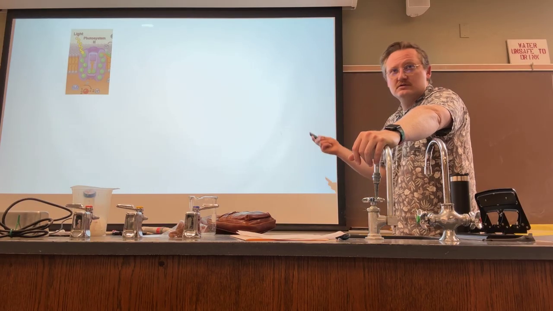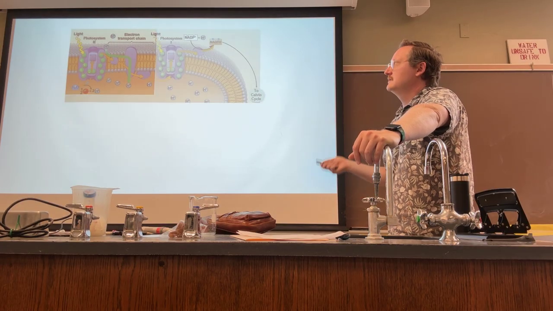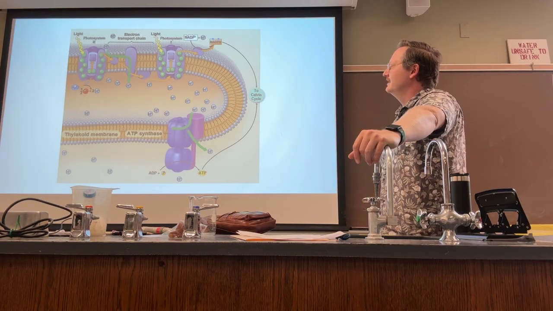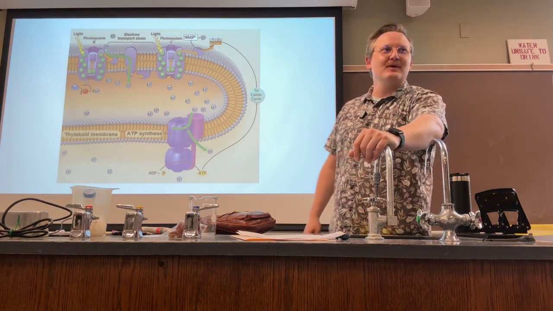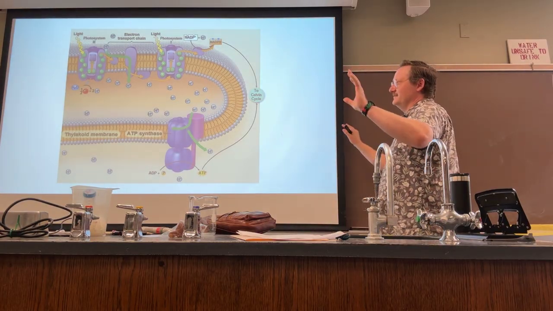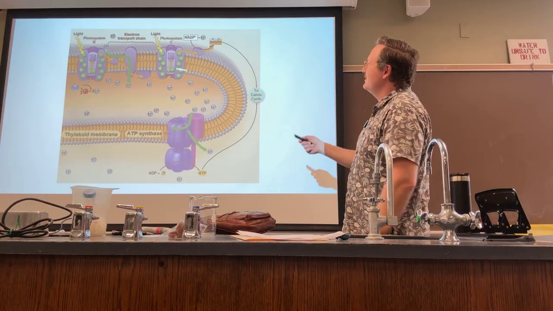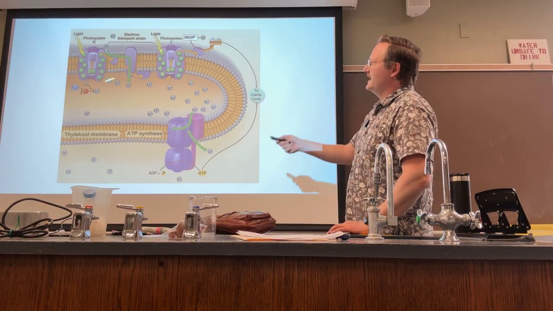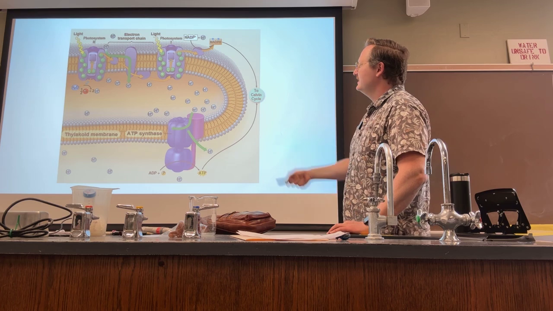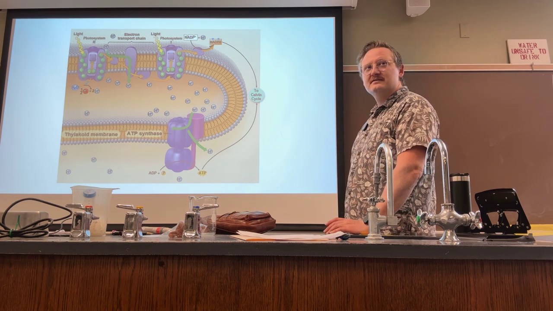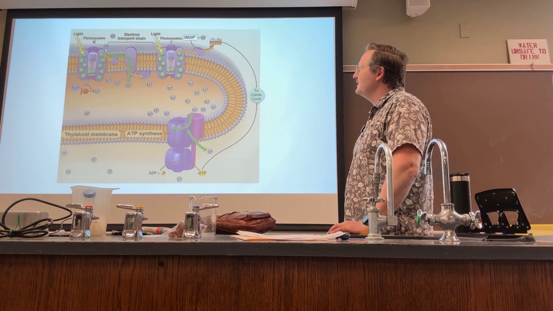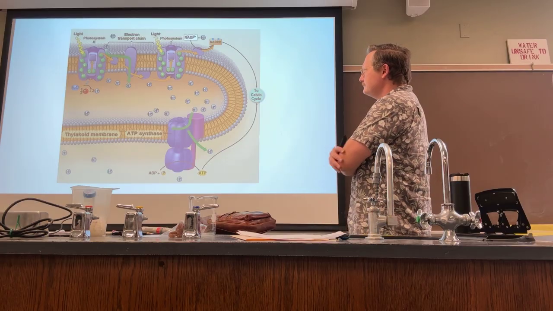Now, this is step one, this is step two. I'm just going to show you the whole thing at once. This is the whole picture. Here's the thylakoid membrane. Here's the thylakoid space. This out here is the stroma, that the thylakoid membrane's floating in. Okay?